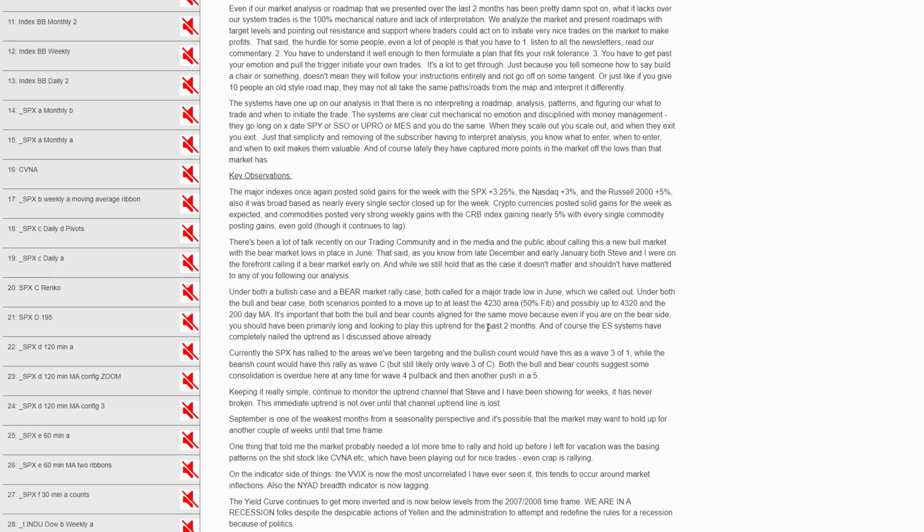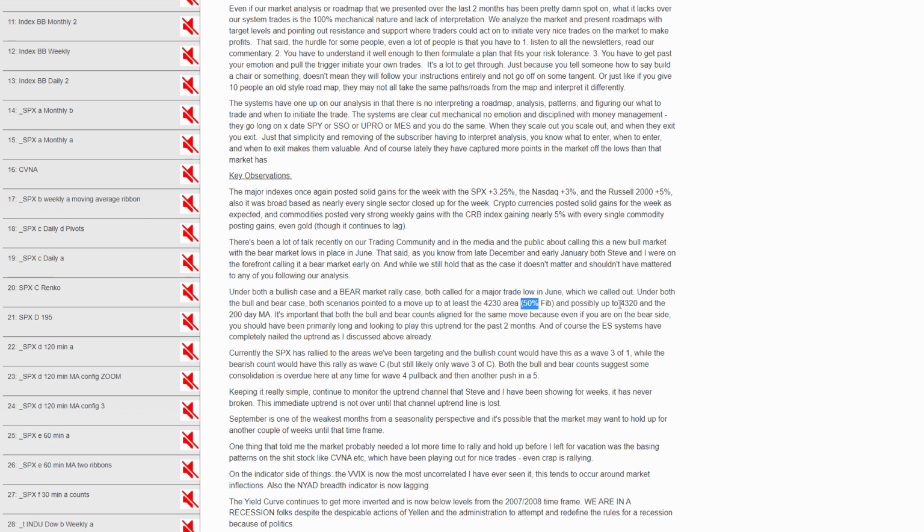So even if you're in the bear camp, you should have been primarily long and looking for long opportunities over the last 2 months. You should not have been short and missing this rally. Okay? Plus the systems, they've been long as well. Now we're up and nearing some of our target areas. 4230 was one of them, which we've exceeded. That was the 50% fib.